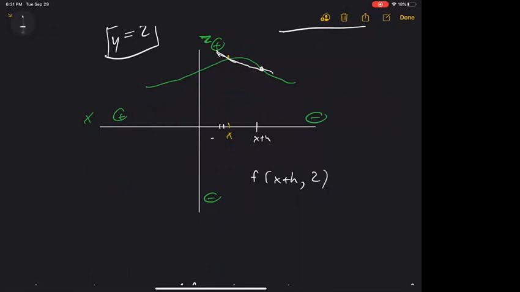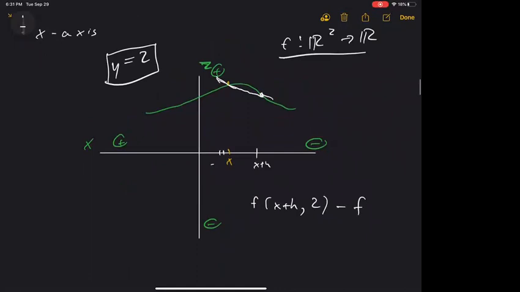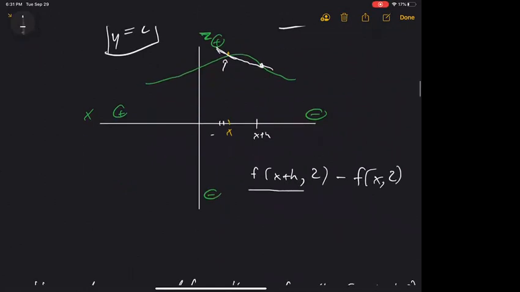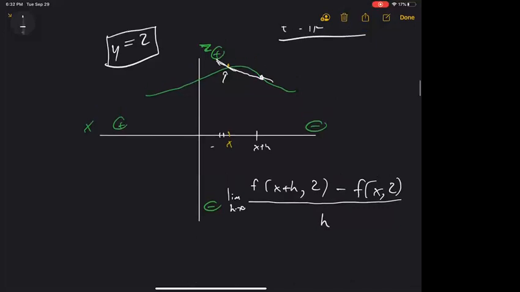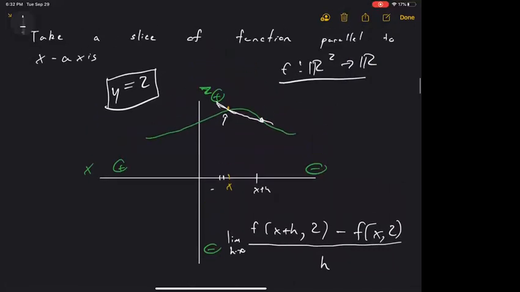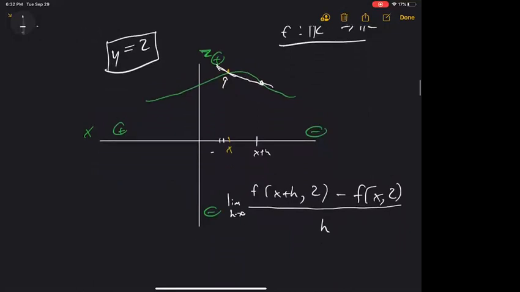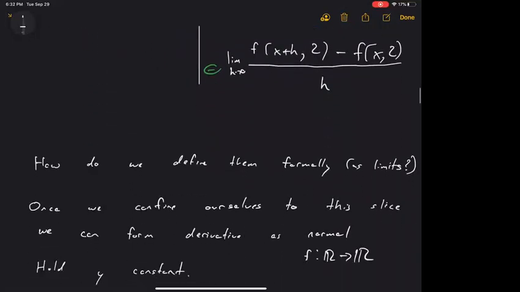All right, okay. And then I subtract, what do I subtract? F of x, and then y equals 2. Okay, and then to find the tangent, I divide by what? I divide by h. Okay, so that's my approximation to the tangent line. And then I take that limit as h goes to 0. And this is exactly the definition of my derivative in that slice, okay?